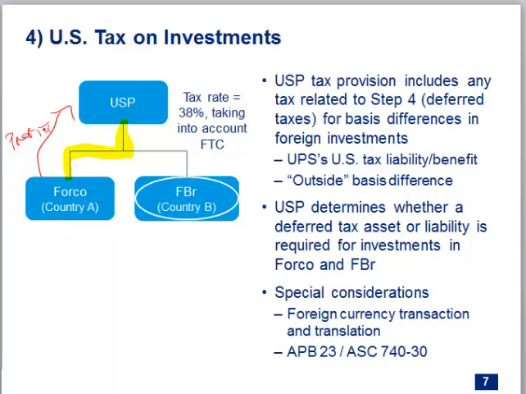So if Forco made 100 pounds of profit, you may not distribute it today, and you may not pay U.S. tax today. But if you know you're going to distribute it and pay U.S. tax in the future, under the matching principle, you'll book that U.S. tax now, right? You'll book a journal entry that might look like, credit DTL for some number, which is I'm going to pay U.S. tax in the future, and debit tax expense.